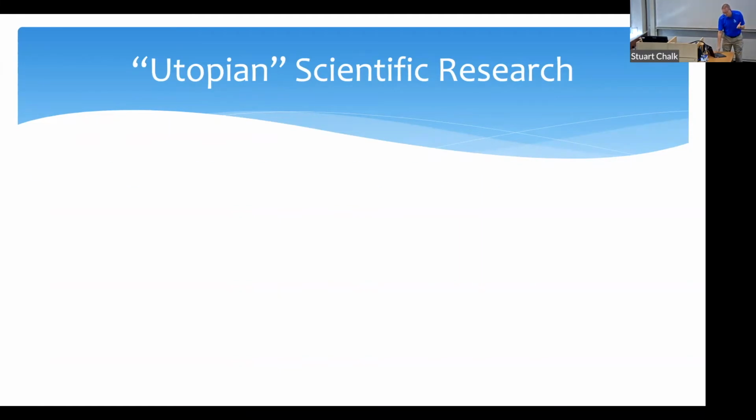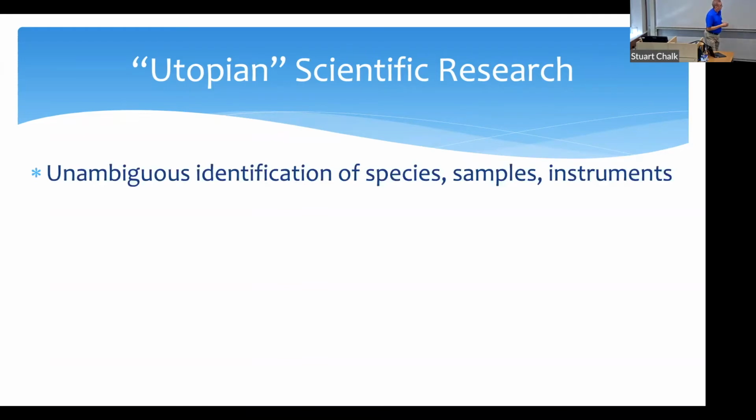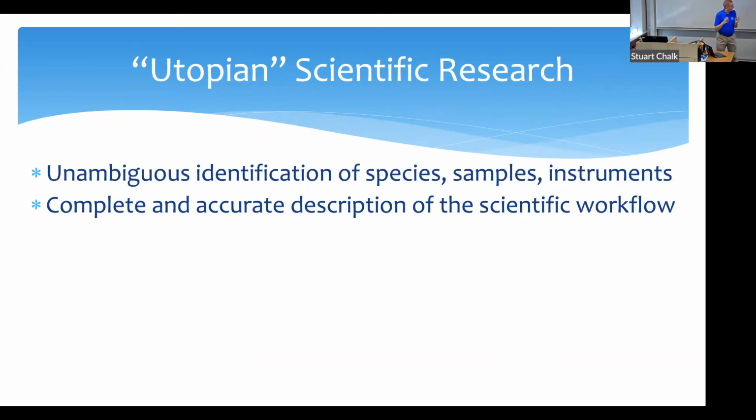So this is completely utopian. We want unambiguous identification of species, samples, instruments, and whatever else you want to add on so that we can reference them. We want to have a complete and accurate description of the scientific workflow that we go through. And so, yes, one of the things I'm interested in is not just capturing the data, but also capturing the process of doing the research. And of course, that means nominally something like an electronic lab notebook. And we'll talk a little bit about that coming up.